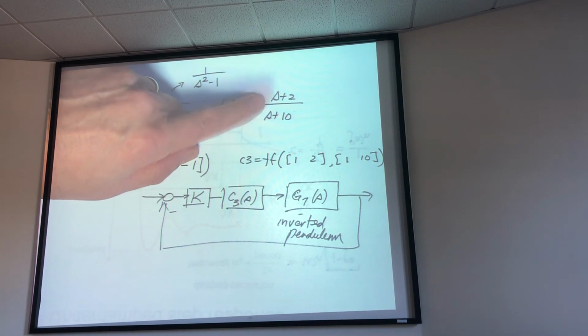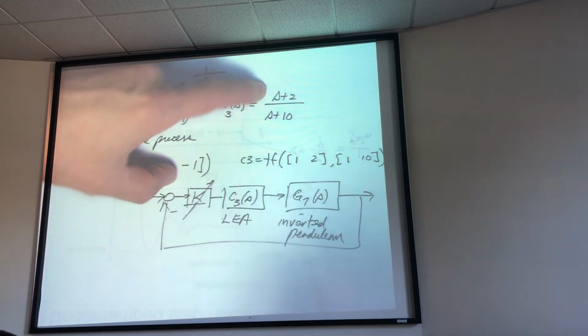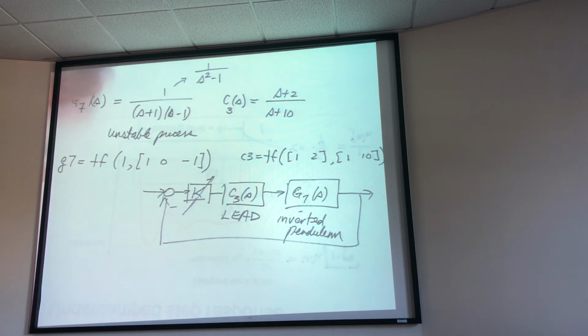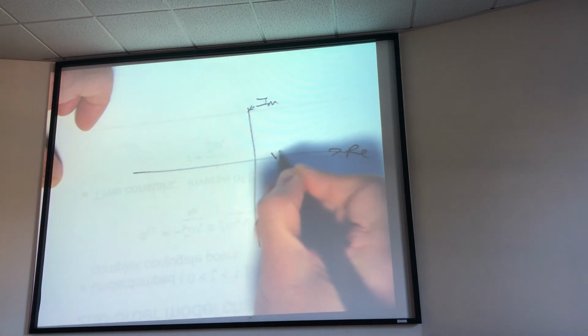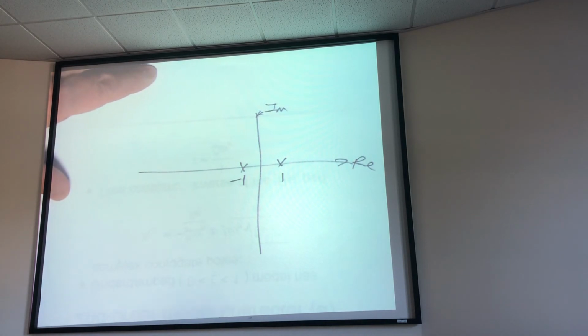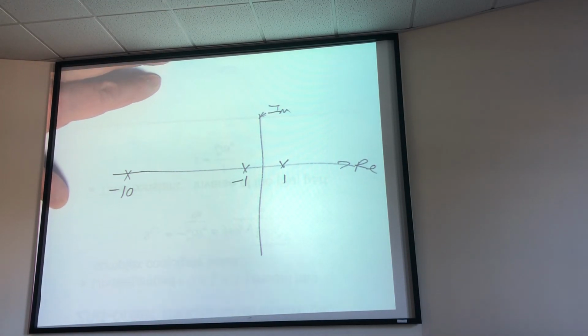Lead or lag? Is this a lead or a lag? It's a lead. And now we're going to adjust the gain here from 0 to infinity. So we do a root locus plot and see what it looks like. It will look something like this. Real and imaginary. Those are the plant poles. The compensator introduces another pole way out here at -10, and it puts a 0 right here.